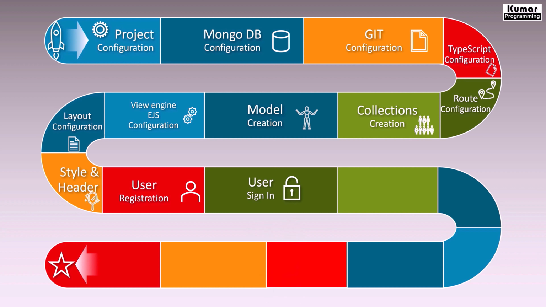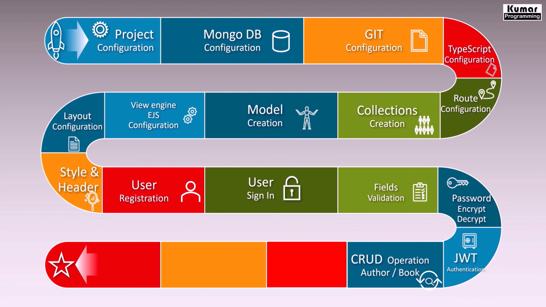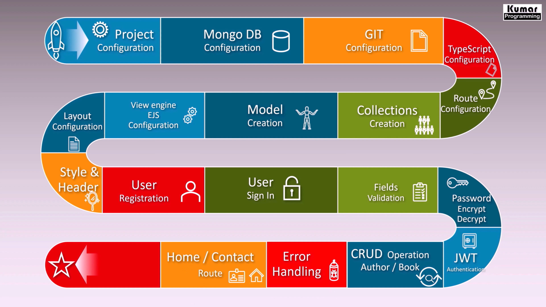Further we are going to implement our user registration, and then we will implement our user sign in, and we will do our field validation, and after that we are going to encrypt and decrypt our password, and then after that we are going to implement JWT authentication, and further we are going to implement CRUD operations for author and book, and after that we will see error handling, and then after that we are going to finish the functionality for home and contact route, and eventually we are going to build and deploy the application. Okay, so now let's start without spending much more time on it.